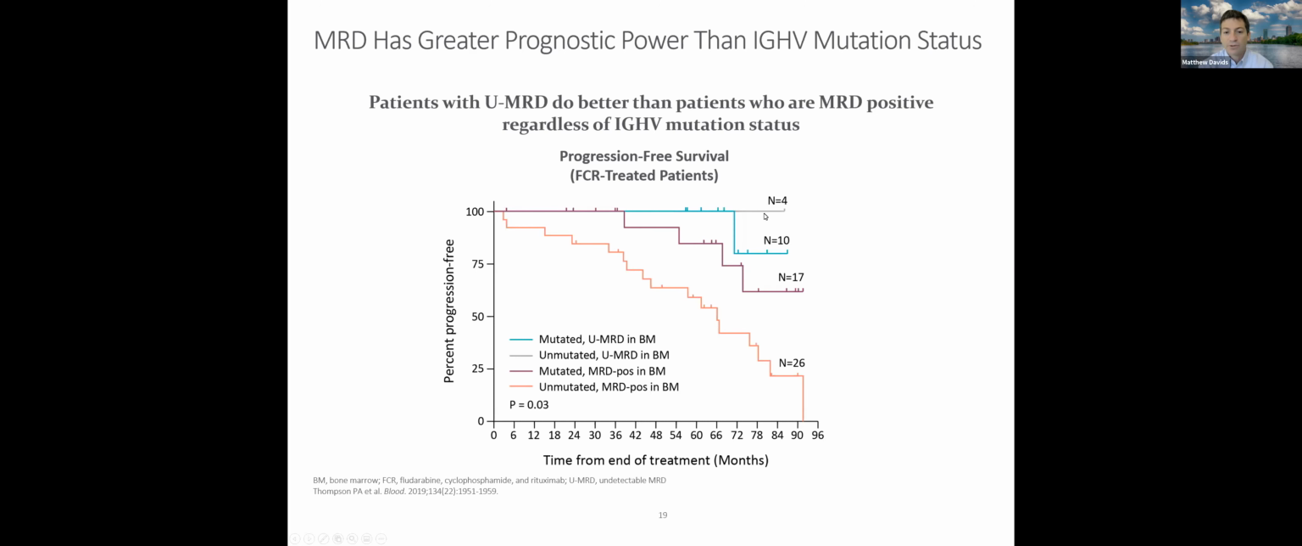So at least at the end of treatment, by checking MRD status, it suggests that it may be more powerful than the IGHV mutation status at that time point in terms of predicting who's going to have a more durable response.